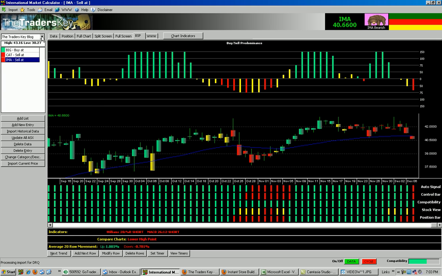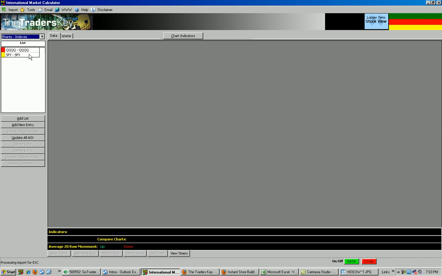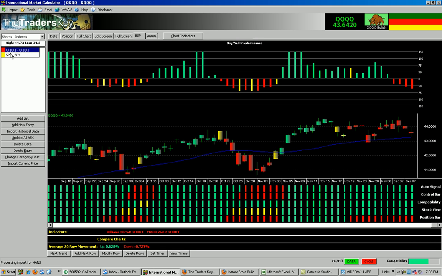While we're here, we'll have a quick look at the indexes. The QQQQ, which as we know is the Nasdaq 100. It looks like it's rolling over a bit, some red there, but still technically a buy signal. It's hard to tell, isn't it? I wouldn't be long, but I wouldn't be bearish just yet either.